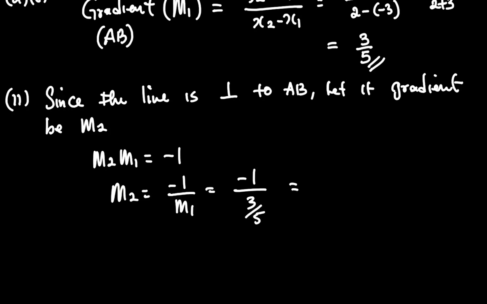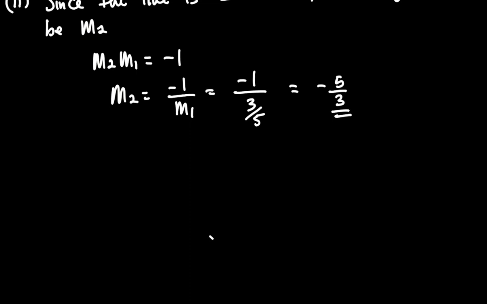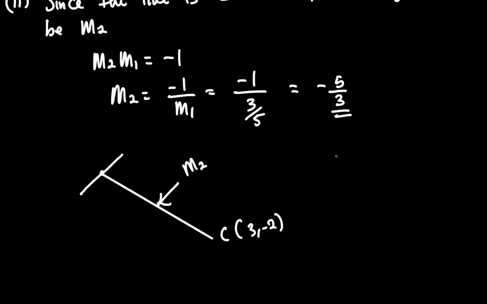So at the end of the day, I'm going to have minus 5 over 3 as my gradient M2. But if you recall, what we are asked to look for is actually the equation of this line. Now, this is the line. Here is C, a point which is perpendicular to AB. At this C, it is 3 comma minus 2. The gradient of this line, we found it, which is M2, equal to minus 5 over 3.